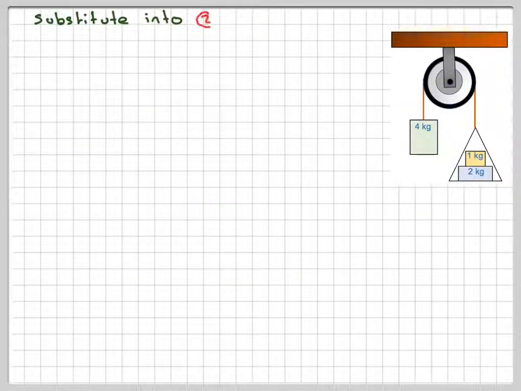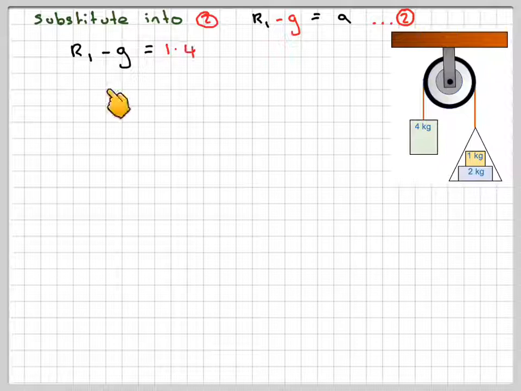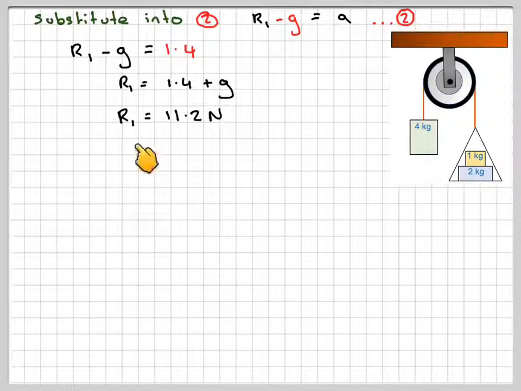Substituting into equation 2, which was R1 minus g is equal to a. So we've got R1 minus g is equal to my value of a, which is 1.4. So R1 will be equal to 1.4 plus g. R1 will now be 11.2 newtons, taking g to be 9.8.